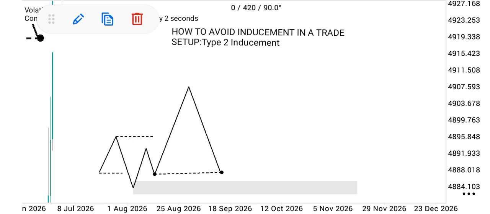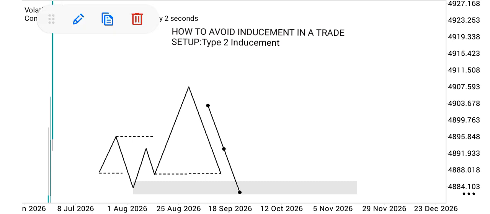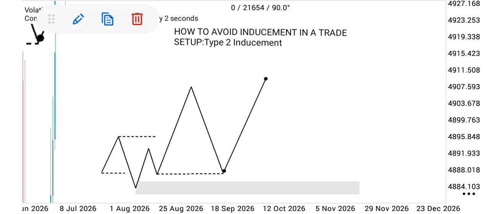The market will definitely usually tap into that zone. When price taps into the zone, you see something like this: price will do as if it's going to move.